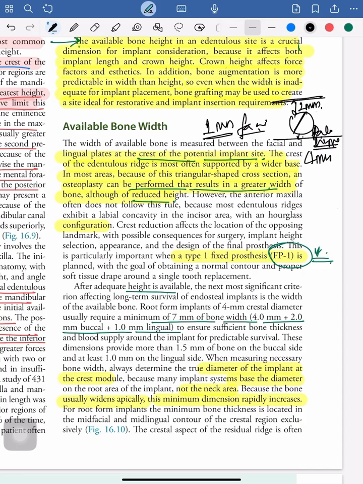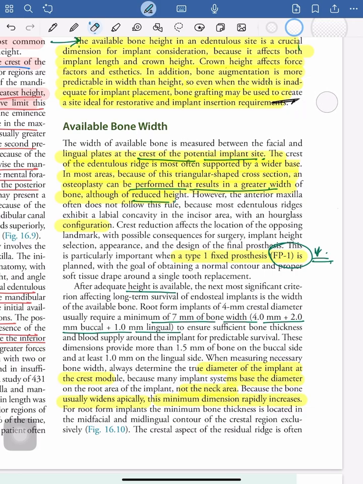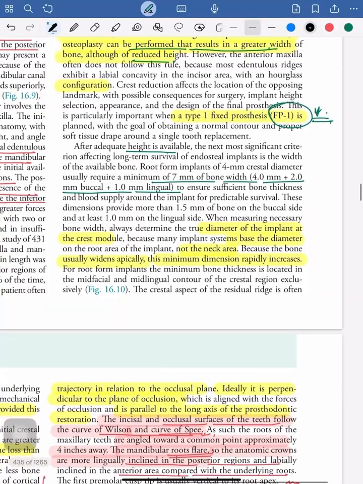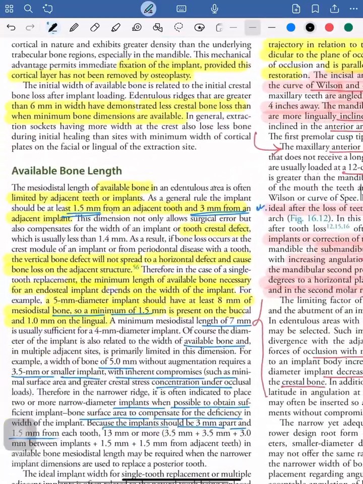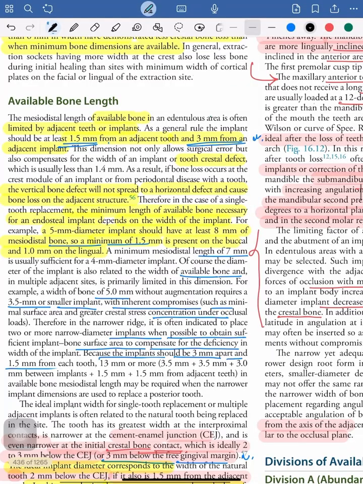But we have been doing these violations. Okay, so when we talk about width, this is the standard protocol: 2 millimeter in the facial aspect and 1 millimeter in the palatal or lingual aspect. Next, available bone length, that is the mesiodistal dimension.